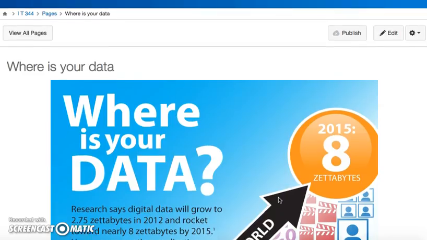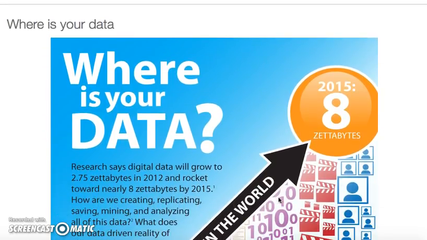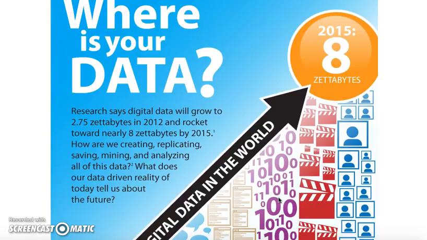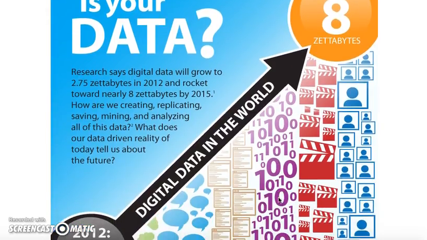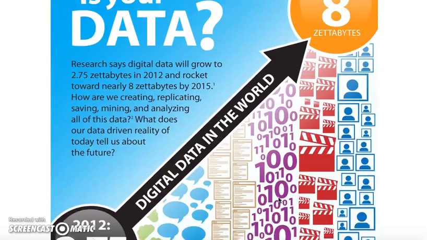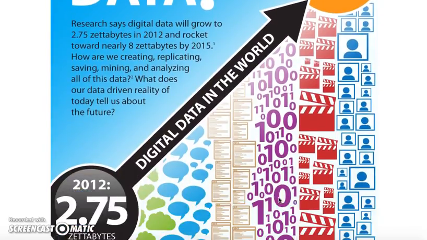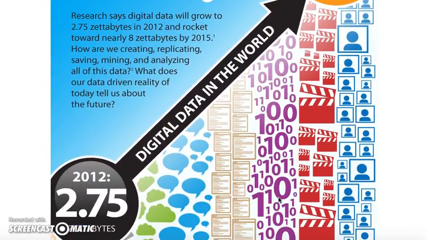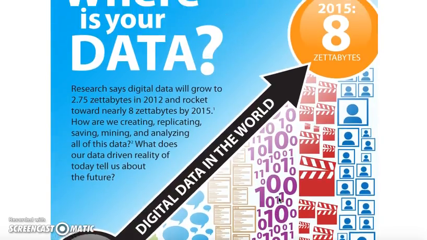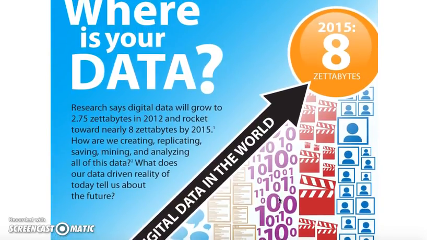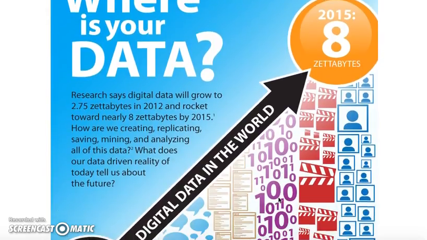So first, here's an infographic about where your data is. This basically is just explaining all of the video and posts and stuff like that, where that's at, how much it's being used, what kind of data it is. So it's a little bit out of date, but it's still really interesting. From 2012 to 2015, we've gone from 2.75 zettabytes to 8. That's a pretty big increase.